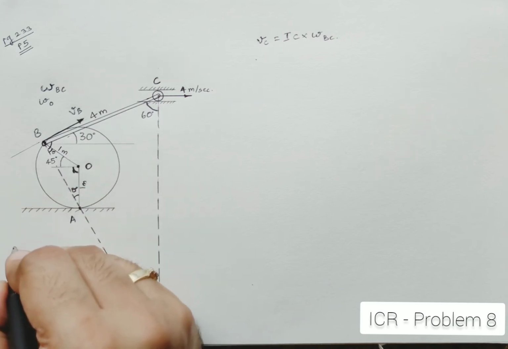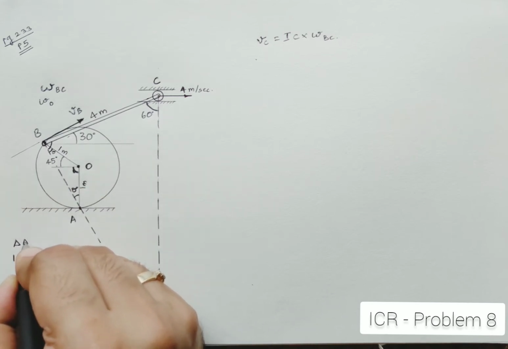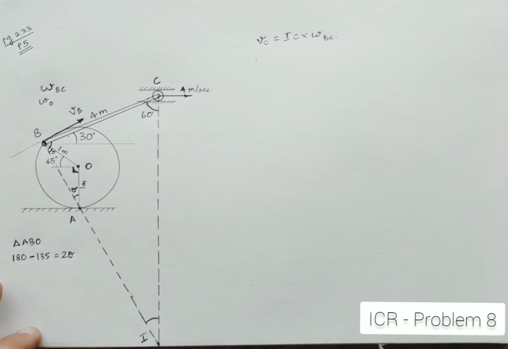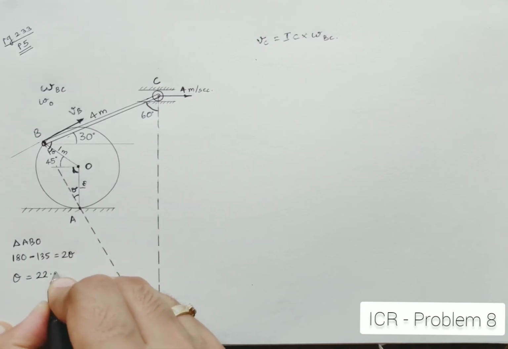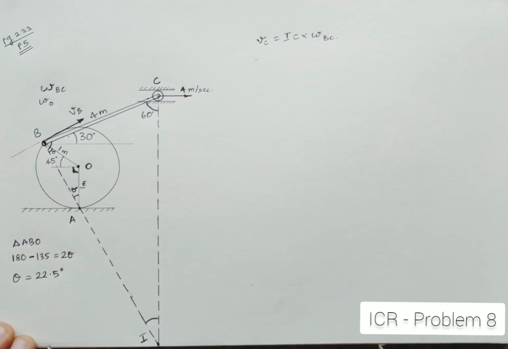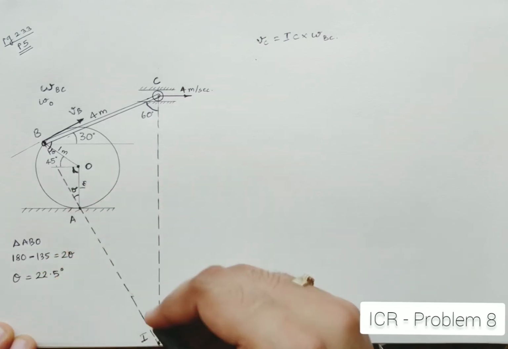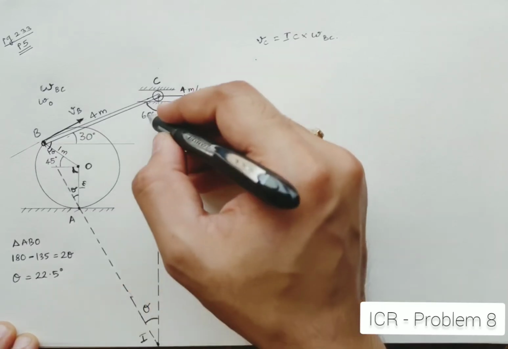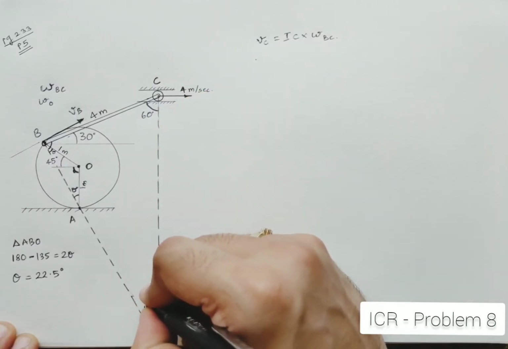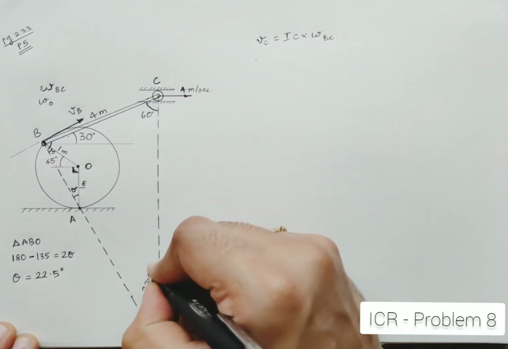And this is in the triangle ABO. So I can write it over here as theta will be equal to 22.5 degrees. Is it not? So this angle theta is exactly the same angle over here as well. So now I know this angle also, and this is 60. So let me write it over here as 22.5.